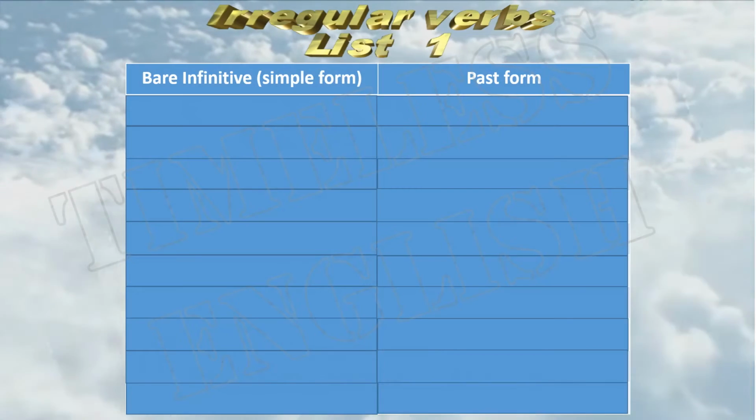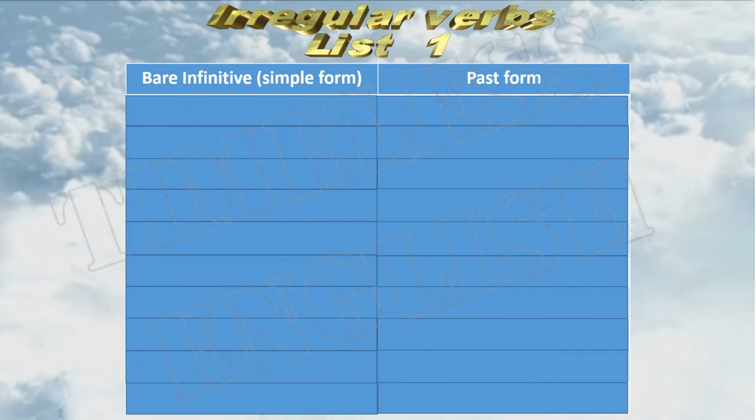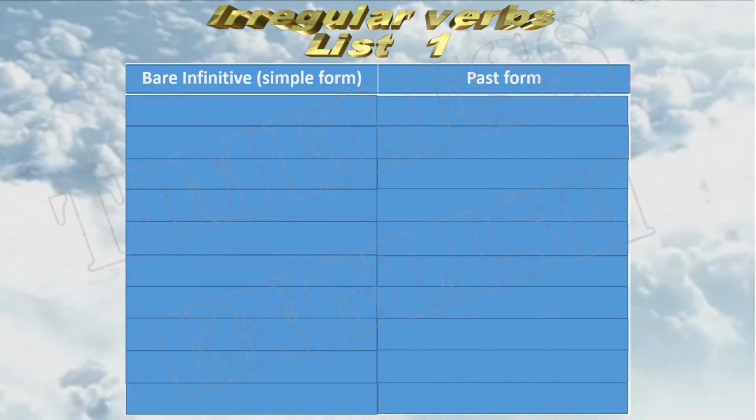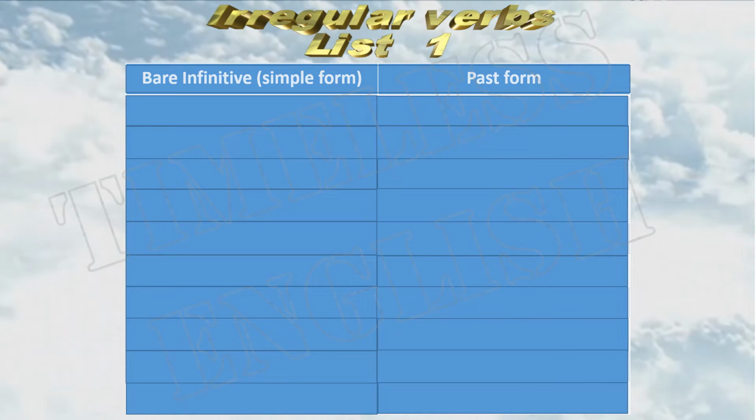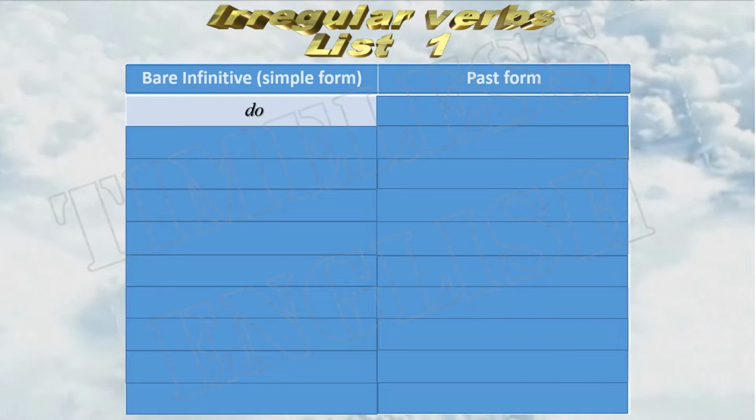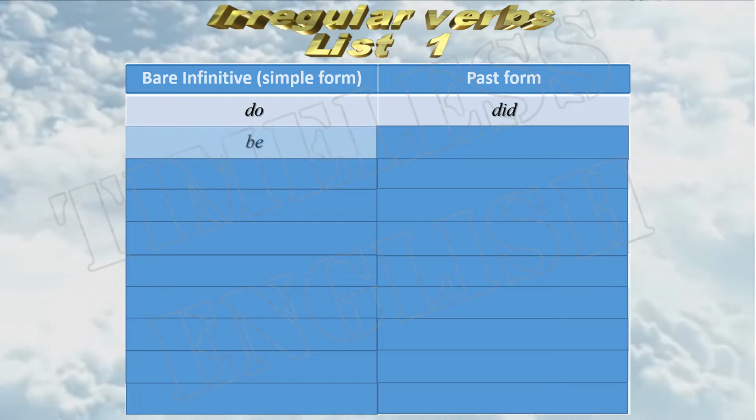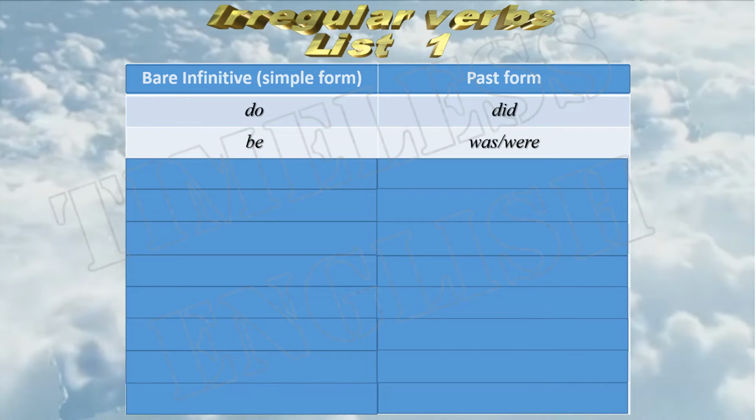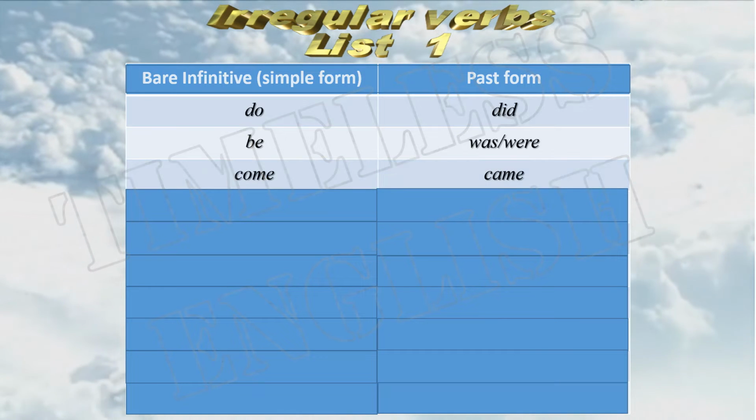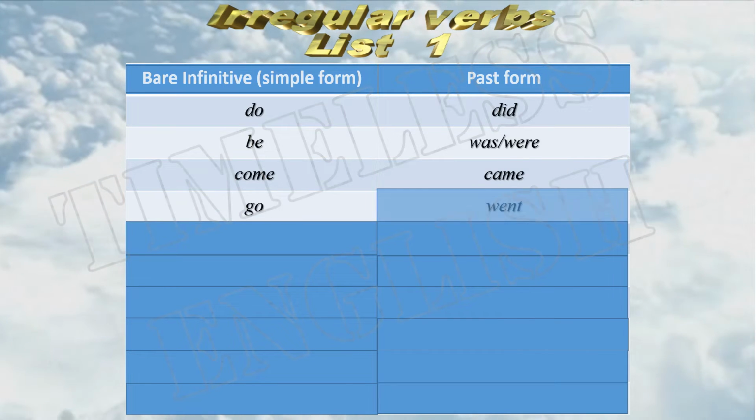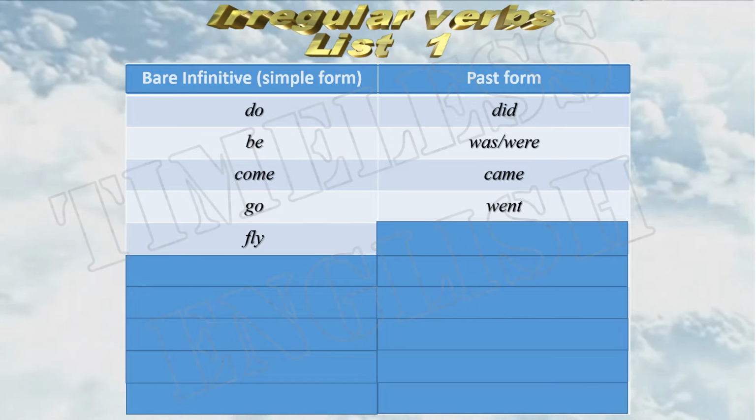Irregular verbs. List number 1. Bare infinitive or simple form compared with the past form. Do, did. Be, was, were. Come, came. Go, went. Fly.